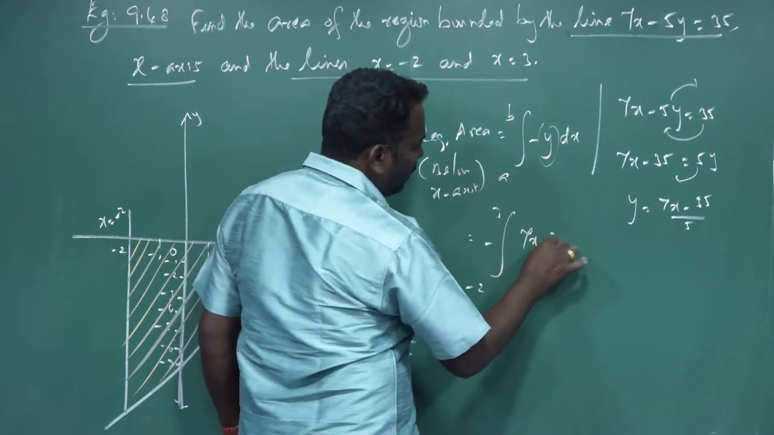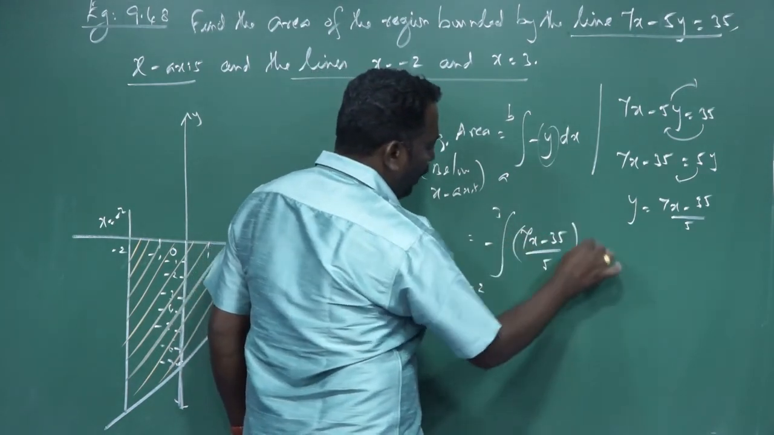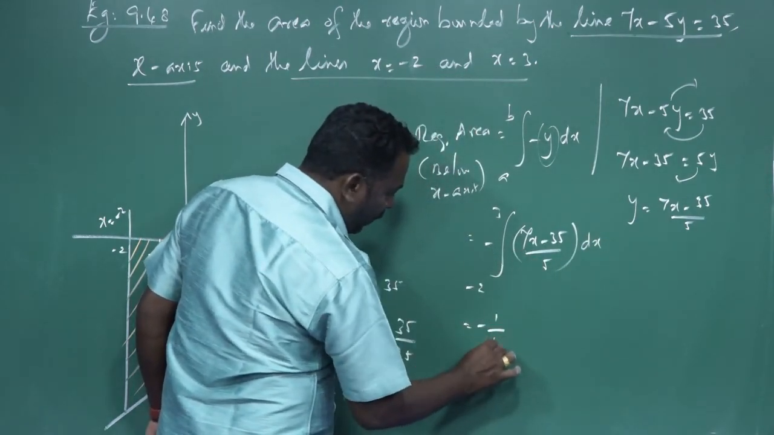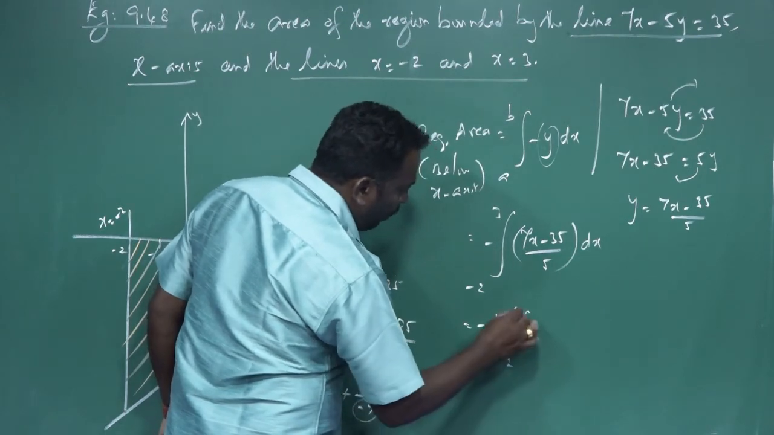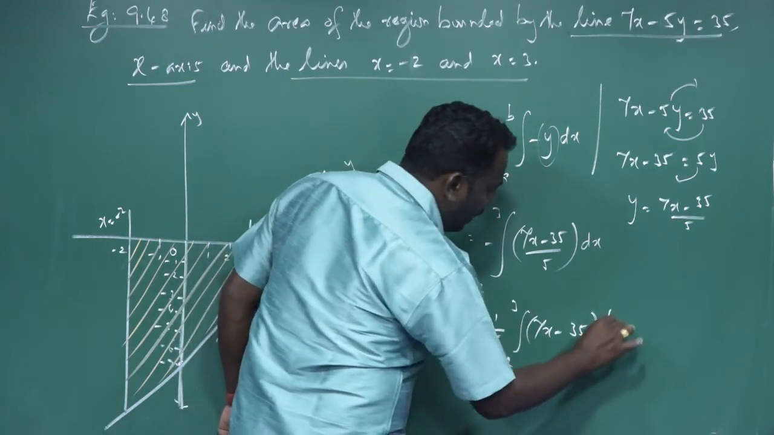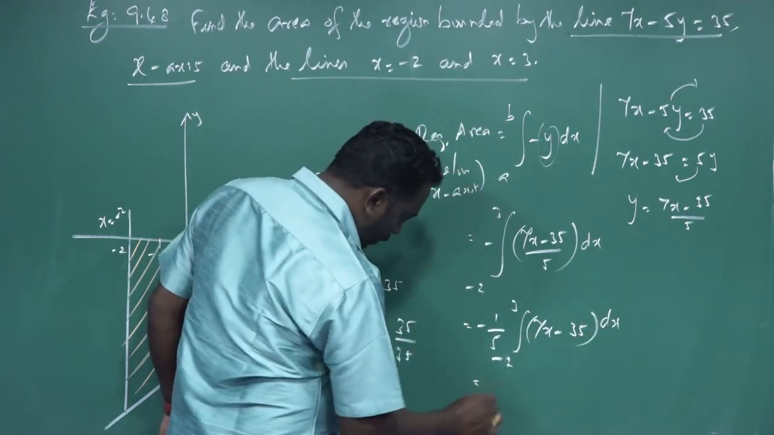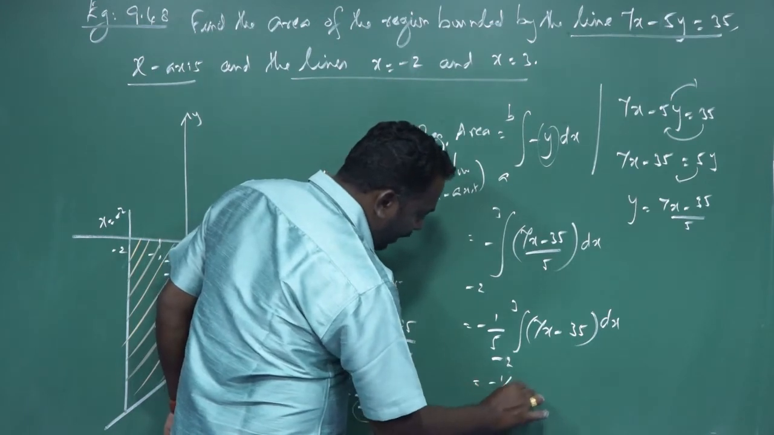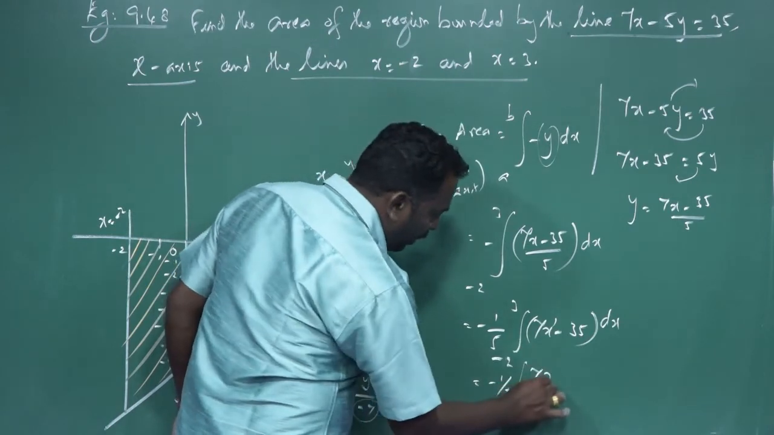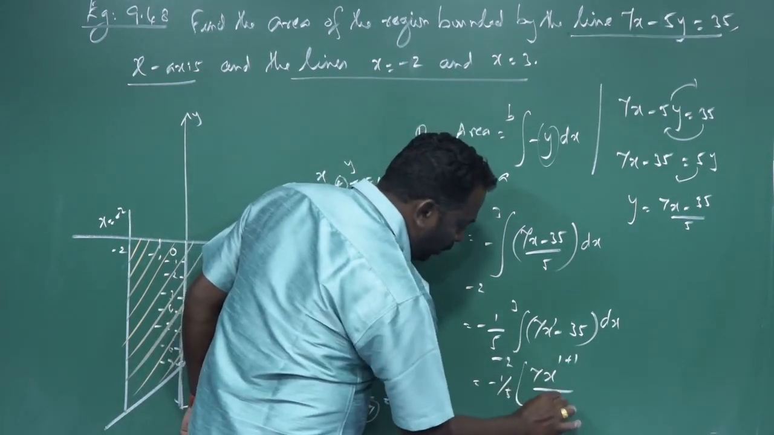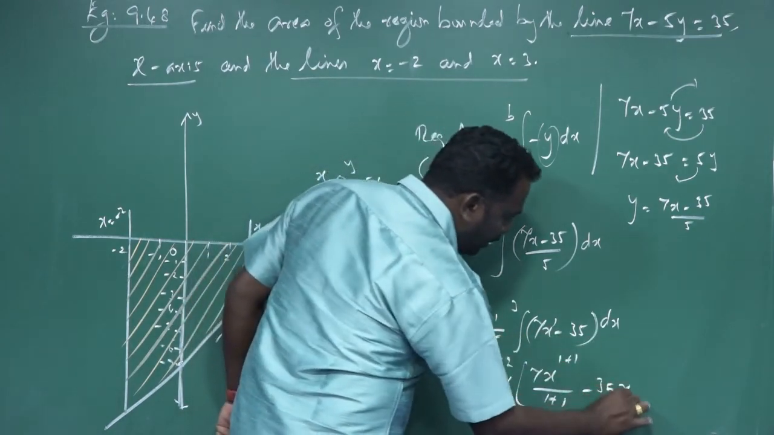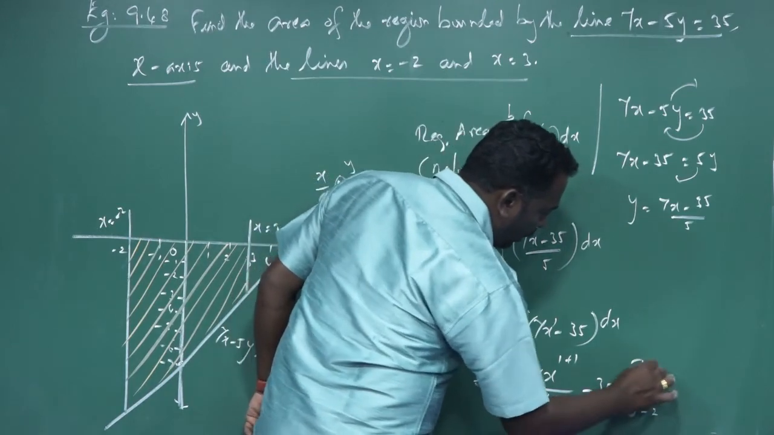7x minus 35 by 5 into dx. That is equal to 1 by 5 keep outside, integral from minus 2 to 3 of (7x minus 35) into dx. Now integrate the value. That is equal to 1 by 5 times the integration of 7x, x power 1 form. Therefore 7 into x power (1 plus 1) by (1 plus 1), minus 35 into integral dx equal to x. The upper limit and lower limits are minus 2 and 3.